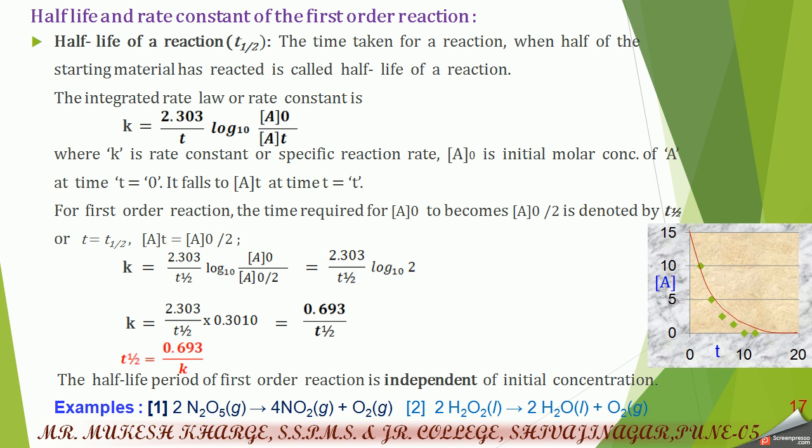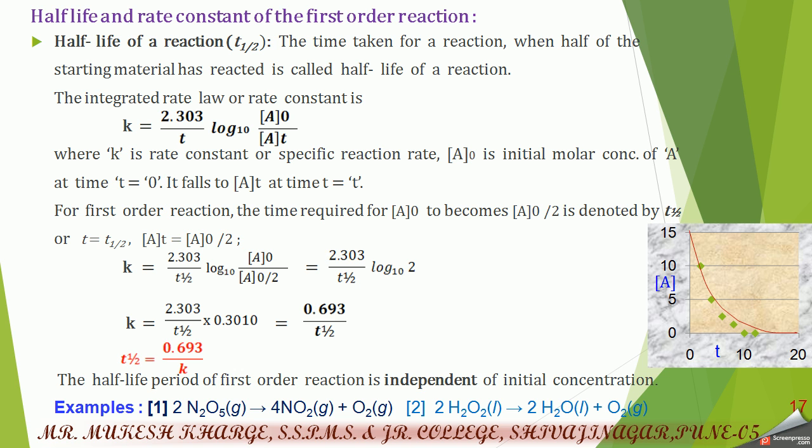So substitute these values in the above rate law expression, then K is equal to 2.303 upon T half, substituting t by T half, then log A0 stays A0 as it is, At becomes A0 by 2, because at that time the initial concentration becomes half, and that is your final concentration when t becomes T half.